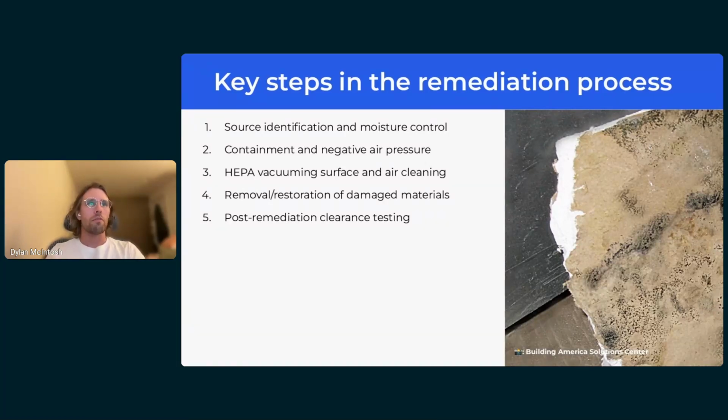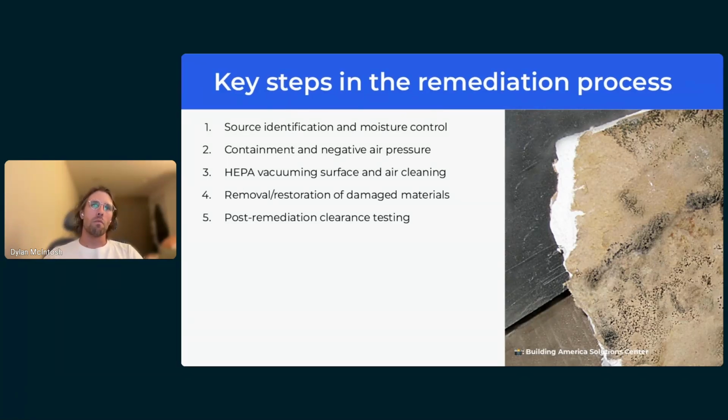If we come back to the steps of the remediation process, step one is source identification and moisture control. If you're in a basement that's flooded, and there's 2 inches of liquid water in the basement, the immediate need is getting that water out of the environment. We're pumping that water out, and drying the space is critical at that time. That's far before step number 3, where vacuuming comes into play.